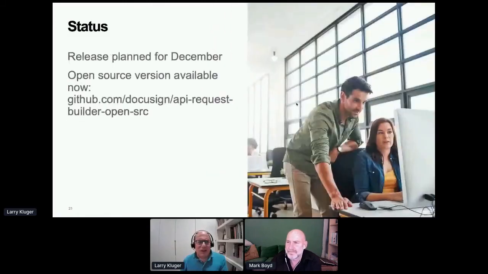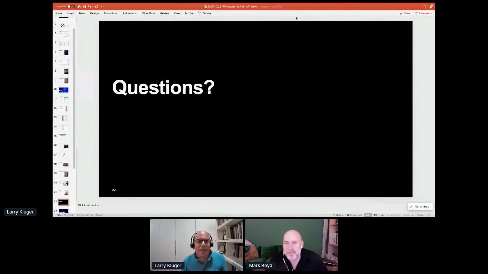So let's talk about status. The release is planned for December. The open source version is available today, right now, at github.com/DocuSign. I'd certainly be interested in your comments. So that's it, and I appreciate all your attention.